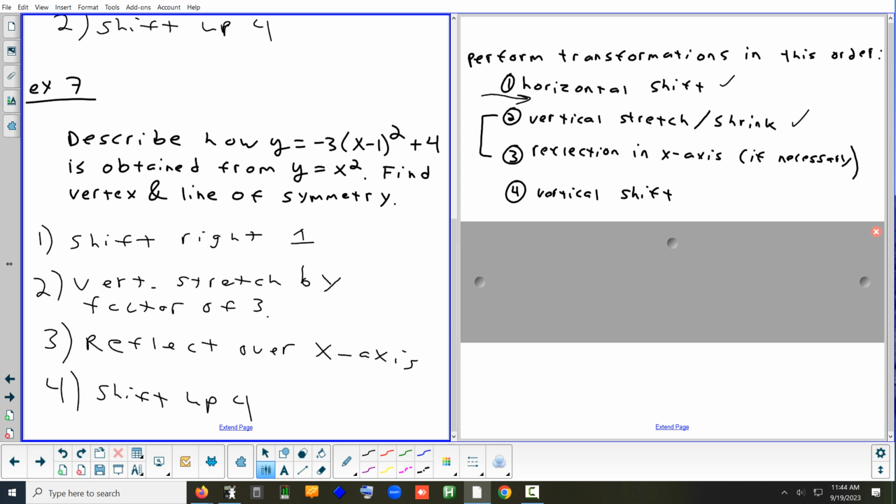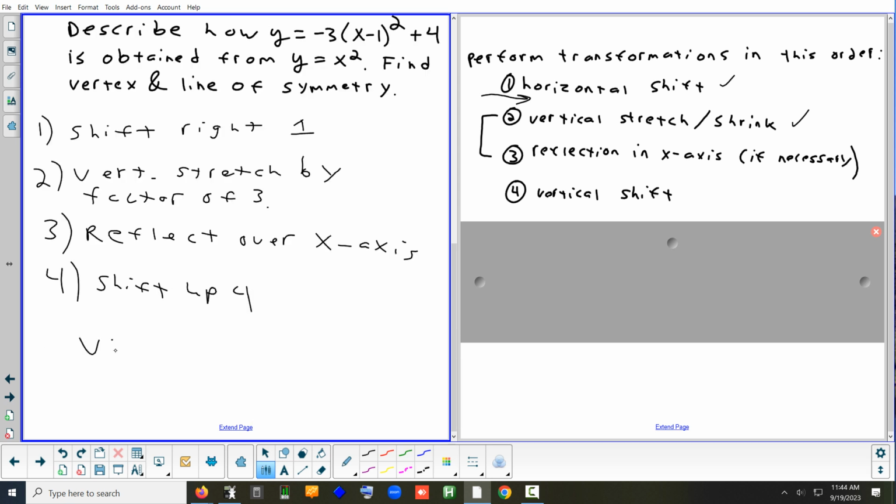What else did they want? Vertex and line of symmetry. Okay, what was the formula for the vertex again? Negative h, comma k. The opposite of h, comma k. What's the opposite of h? 1, comma 4. And if you shift right 1 and up 4 from the origin, because that's where the vertex would be, it's exactly where you end up, 1, 4. Line of symmetry, x equals 1. It's always x equals whatever number you put right there.